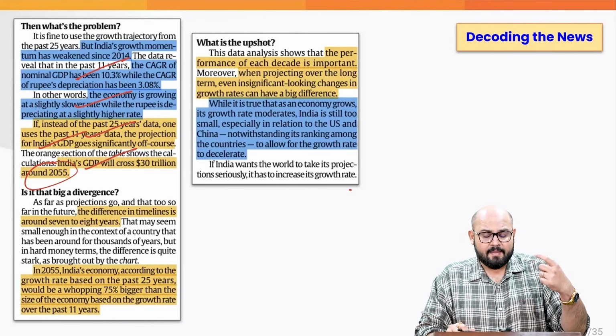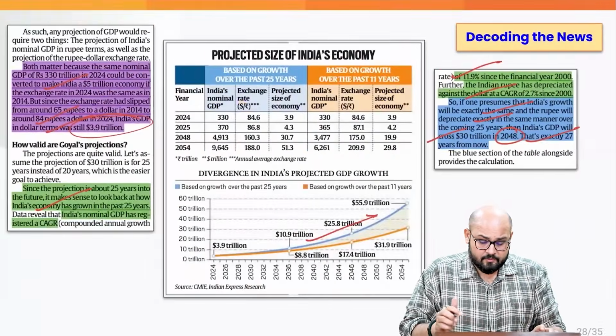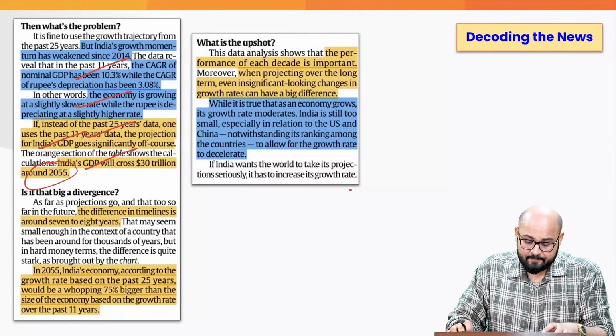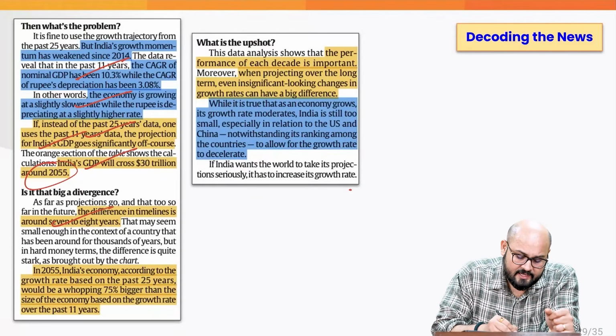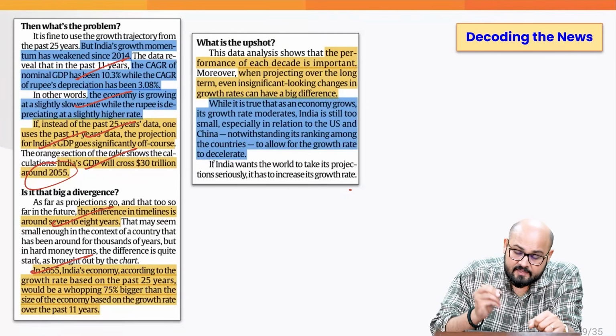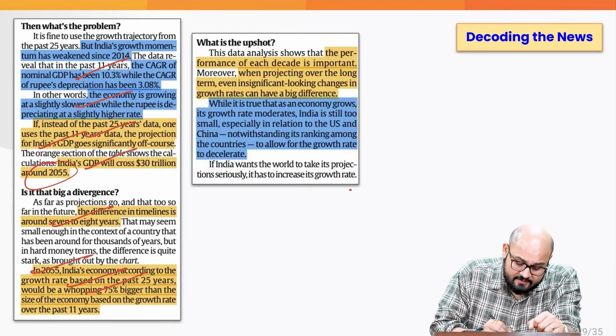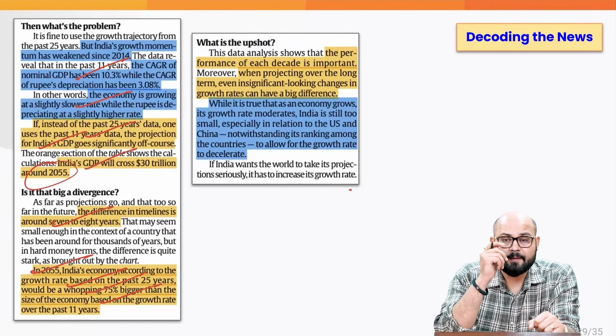Is this a big divergence between these two? If you just look, does it really matter? Yes. The difference in the timeline is around 7 to 8 years. In 2055, India's economy, according to the growth rate based on the past 25 years, would be a whopping 75% bigger than the size of the economy based on the growth rate of the past 11 years.